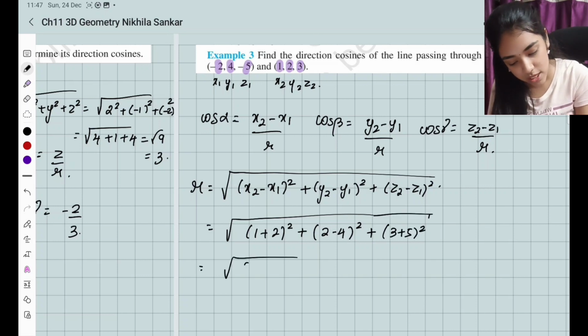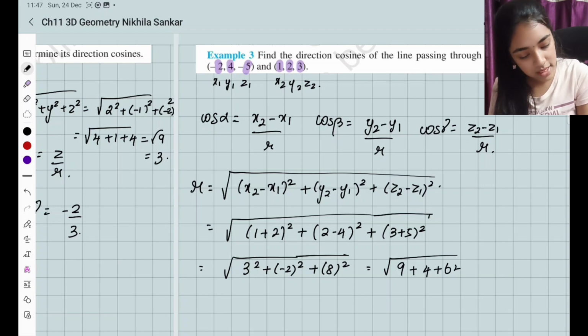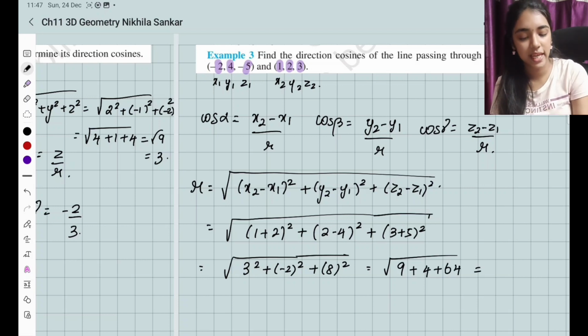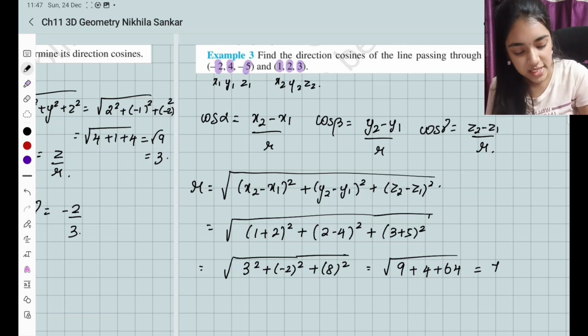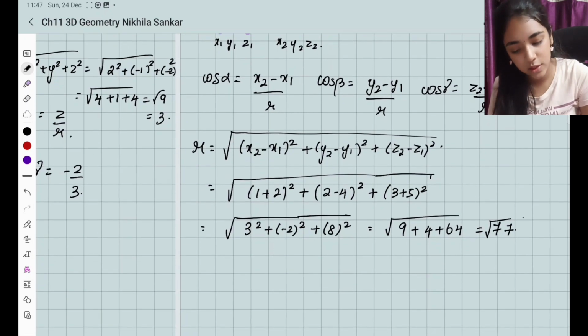So this is going to be square root of 3 square plus minus 2 the whole square plus 8 square. When I simplify this I'll get square root of 9 plus 4 plus 64. 64 plus 4 is 68. 68 plus 9 is going to be 77. Okay, so this is going to be square root of 77. R value கண்டுபிடிச்சாச்சு.